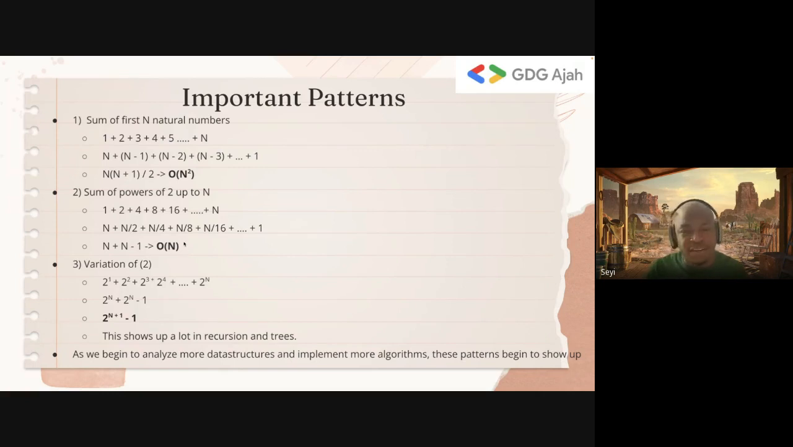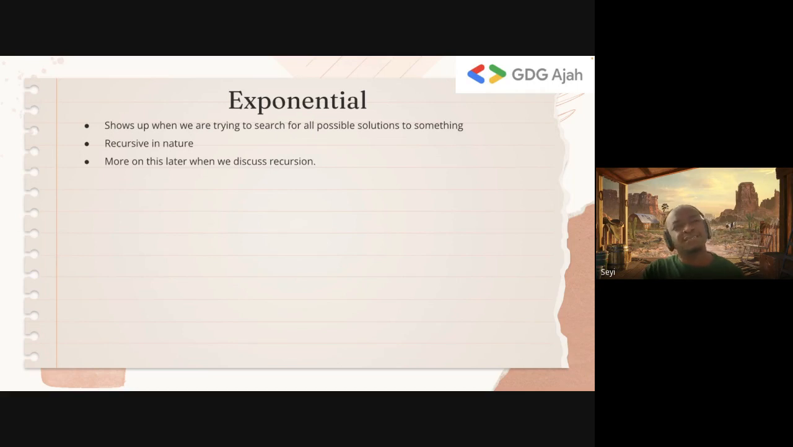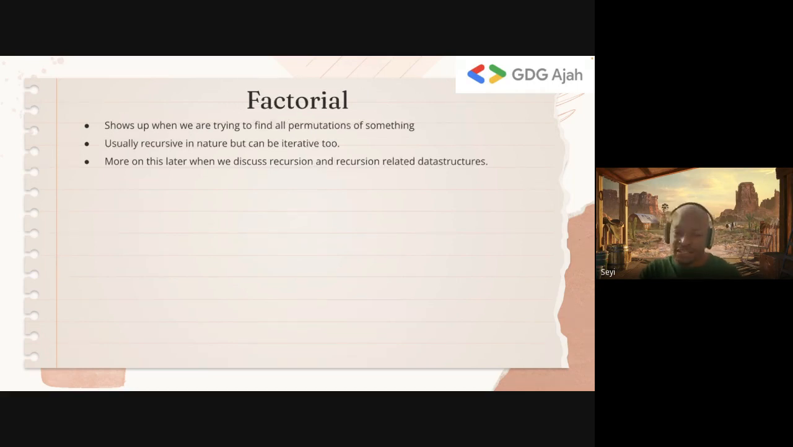Now, as you analyze data structures, these patterns begin to come up more. This is a variation of the second one, essentially. We are doing the same thing here, it's just that we're representing it in terms of power of 2 to n, and this will come up in trees. It's essentially the same thing as the second one. But these patterns are important, and I would like to highlight that you need to keep them in consideration and know them. Exponential and factorial, we'll talk about later. Let's move on from that.